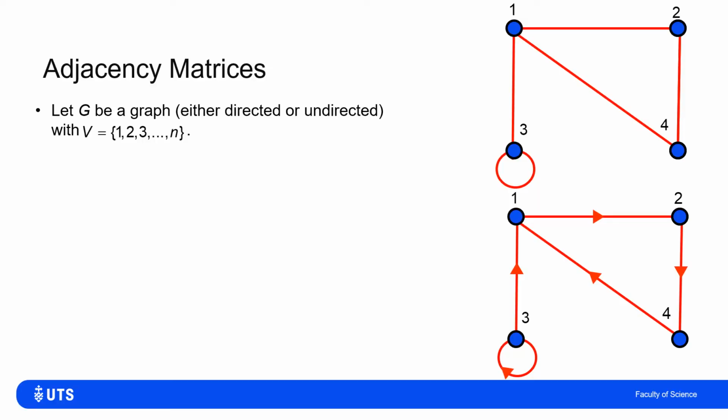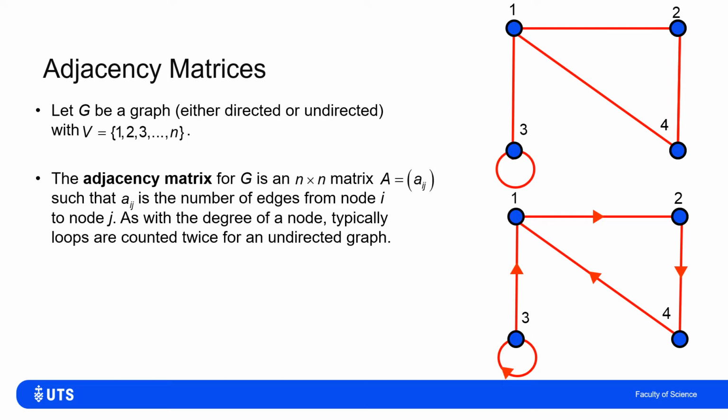If we start with a graph, and it doesn't matter if the graph is directed or undirected, both are visualized here. One of the elements we need to define a graph is just a set of nodes. So here we'll call V 1, 2, 3 up to n. So the set of nodes.